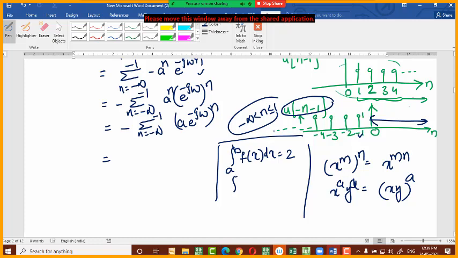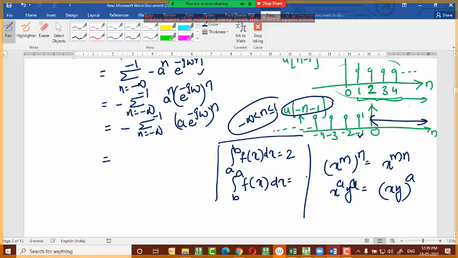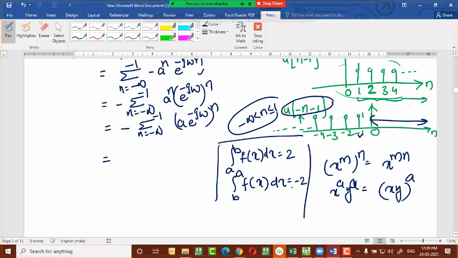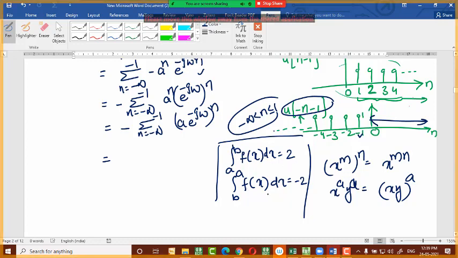Now you try this one. Integral b to a f of x dx. You take any function. F of x means any function in terms of x. You will surely get minus 2 here. Okay. What we have done is interchanged the limits. A to b integration is 2, but b to a integration is minus 2.